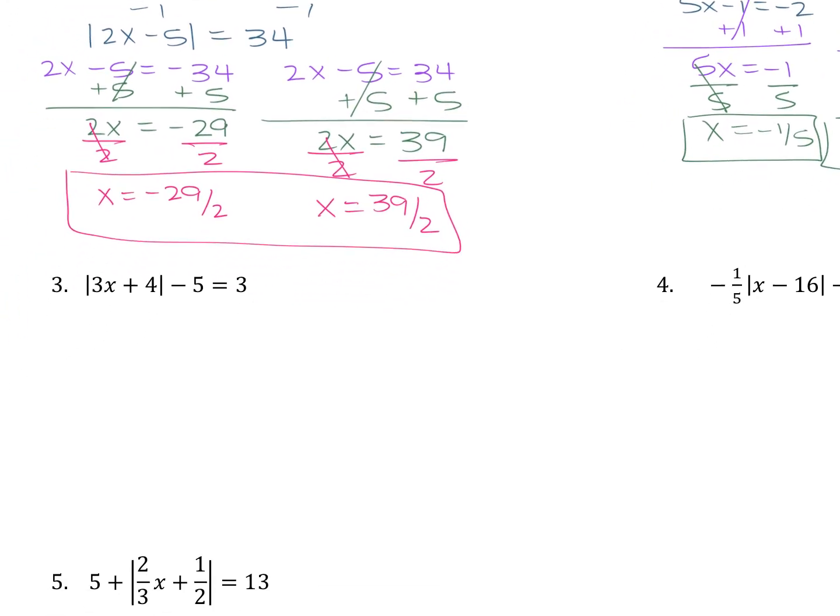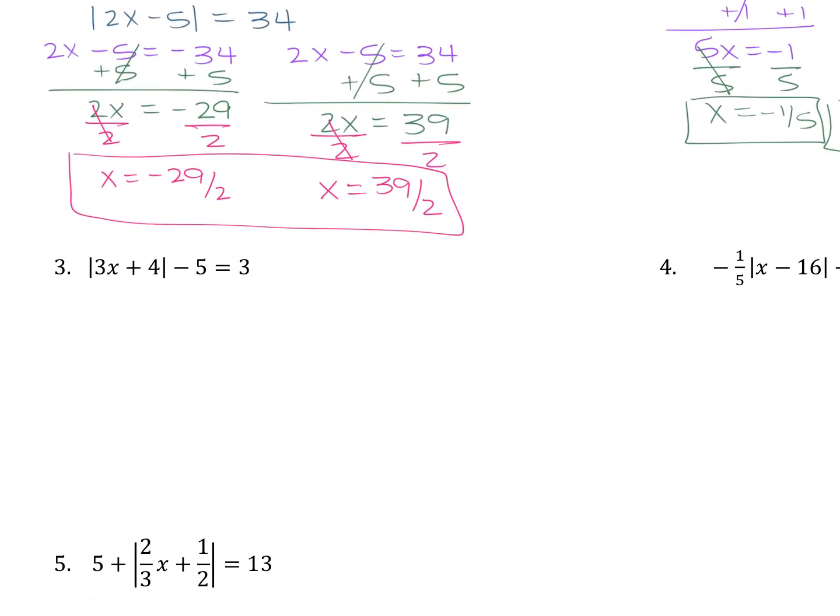For number 3, you have the absolute value of 3x plus 4 minus 5 is equal to 3. For this one, we're going to add your 5 over first. So that's going to give us the absolute value of 3x plus 4 is equal to 8. From here, our absolute value is isolated. It's equal to a positive number. We are going to separate this into two equations. So we're going to have 3x plus 4 is equal to negative 8, and 3x plus 4 is equal to positive 8.